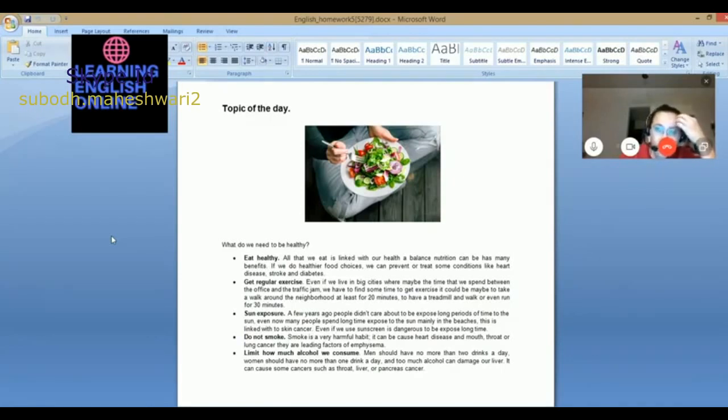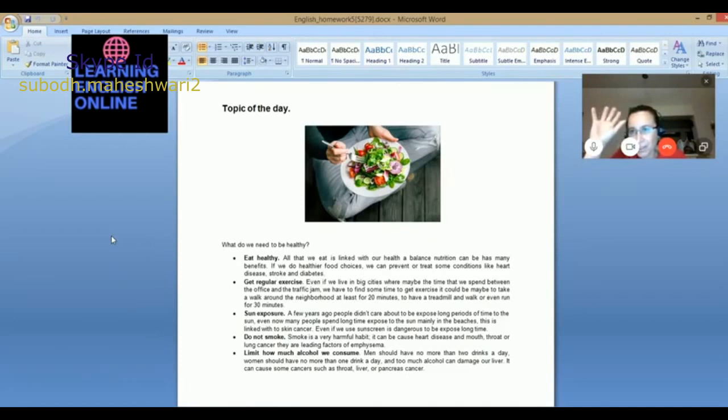And the last one, limit how much alcohol we consume. Men should have no more than 2 drinks a day. Women should have no more than 1 drink a day. In this article, they say that 1 drink is equal to 12 ounces. It's like just 1 beer, for example, or a little wine. I don't know, I don't like wine a lot, so I don't know what the measure is. Too much alcohol can damage our liver. It can cause some cancers, such as throat, liver, or pancreas cancer.